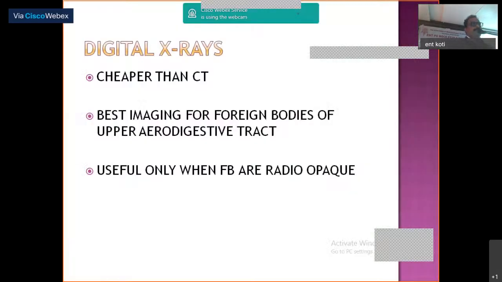So it is cheaper than a CT scan. Plain imaging is used for foreign bodies of the upper end, and CT is used only when foreign bodies are radiolucent. These are the basics. Thank you.